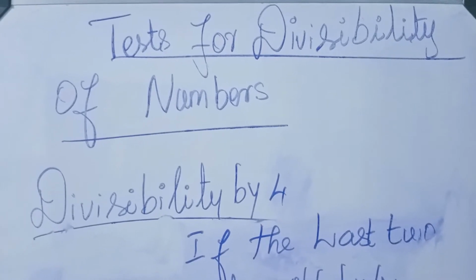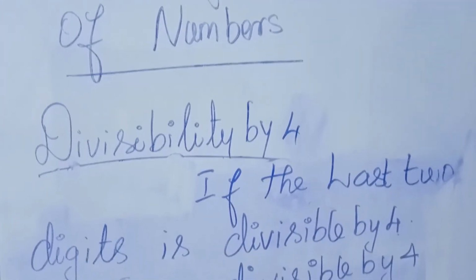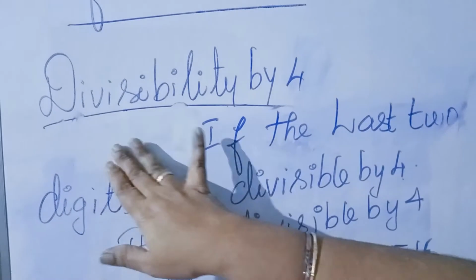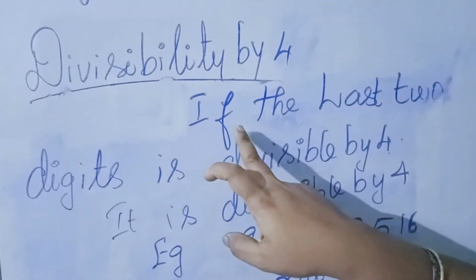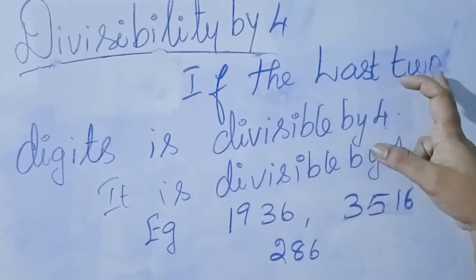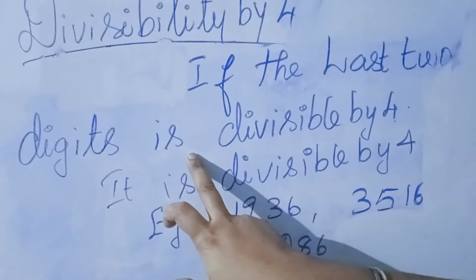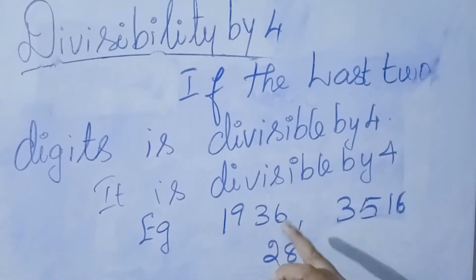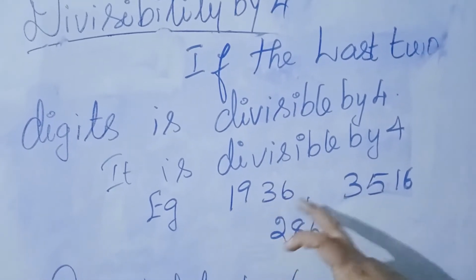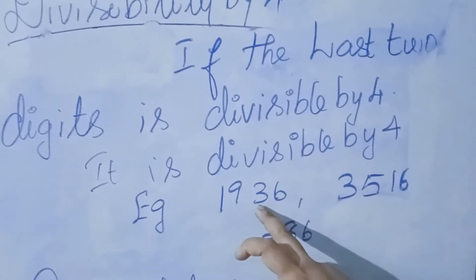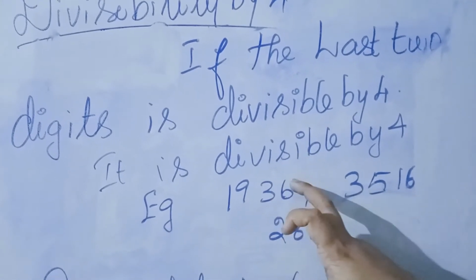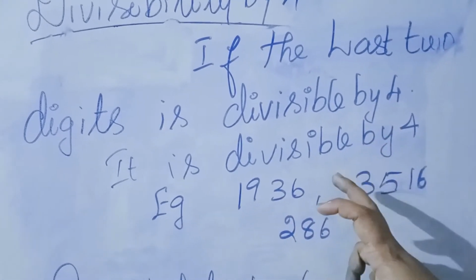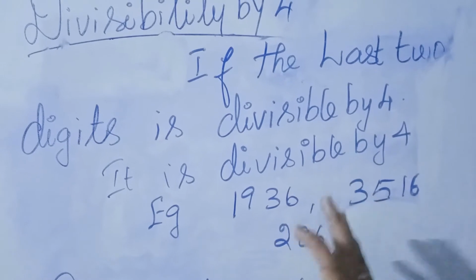Now we are going to see divisibility rules for 4. Okay, divisibility by 4. If the last 2 digits are divisible by 4, that means in that number you have to check the last 2 digits, that means the ones place and tens place. If the last 2 digits are divisible by 4, then the number is divisible by 4.